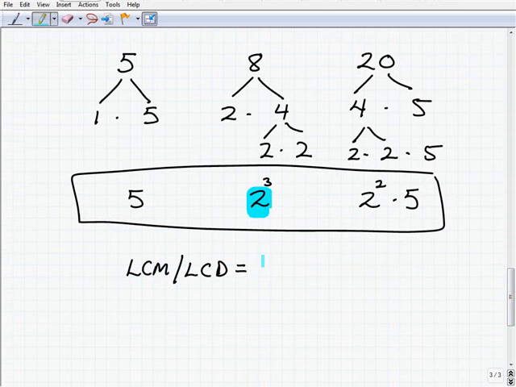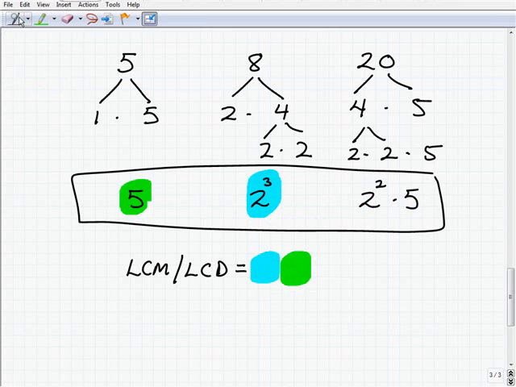Recall we need a 2 here and we have to select the highest power of 2. We have a 2 cubed and a 2 squared, so we're going to write the 2 cubed as part of this LCM. We also need a 5. The 5 is over here, but we only need one 5, and that should do it. Let's write this into our final answer. This is 2 cubed times 5, and 2 cubed is 8. 8 times 5 is 40. So our LCD or LCM of these numbers is 40.